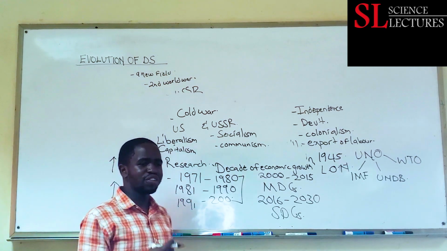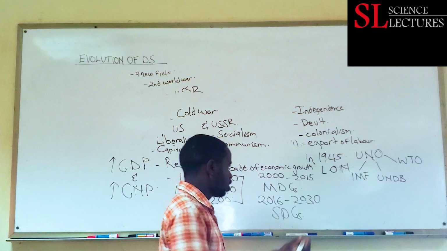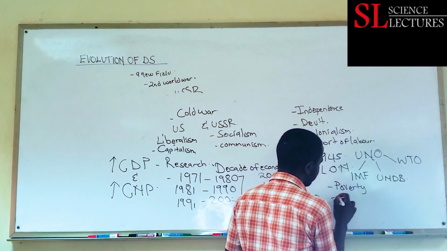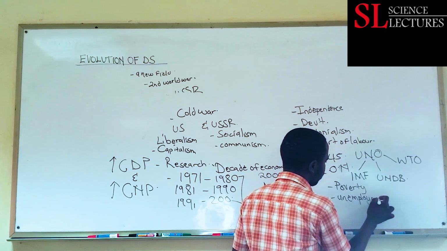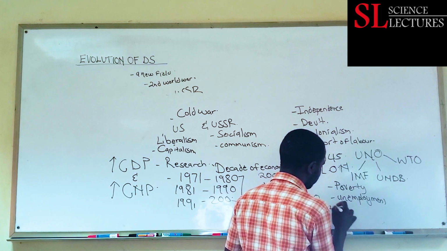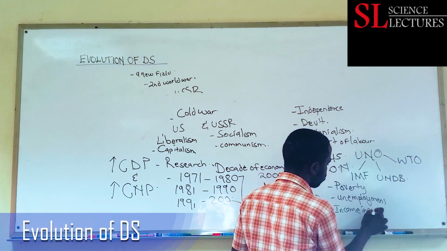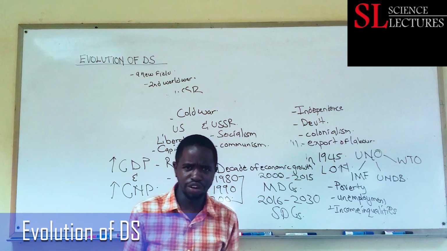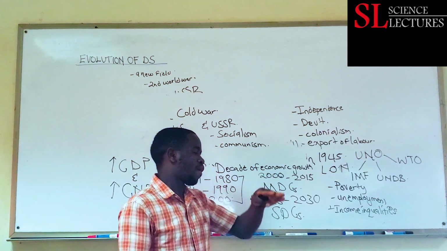However, even after these things had increased, there was an observation that people were still poor, poverty was on an increase, there was a lot of unemployment, and there was a lot of income inequalities. When I talk of income inequalities, I mean that the rich were very rich, the poor were very poor. There was a clear dichotomy between the rich and the poor.